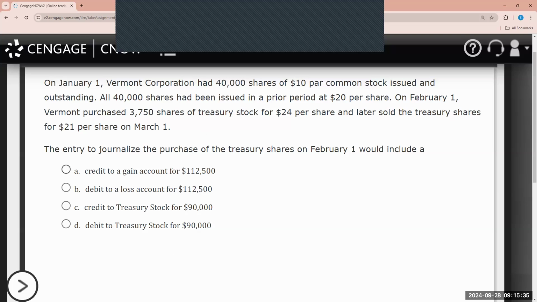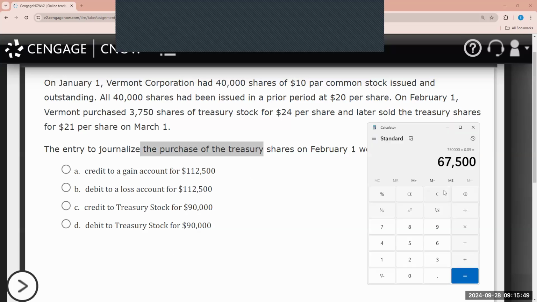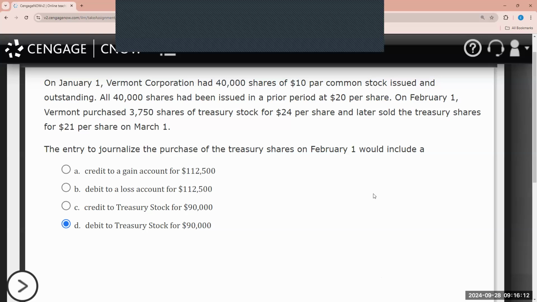So how would we determine? We see that there's 3,750 shares for $24 per share. It's asking us to journalize the purchase of the Treasury shares. So therefore, simply stated, 3,750 shares were purchased for $24 per share. So based on this information, the journal entry would be a debit to Treasury stock for $90,000, the 3,750 shares that we purchased for $24 per share. We would debit our Treasury stock and we would credit cash because cash is being paid for the stock.